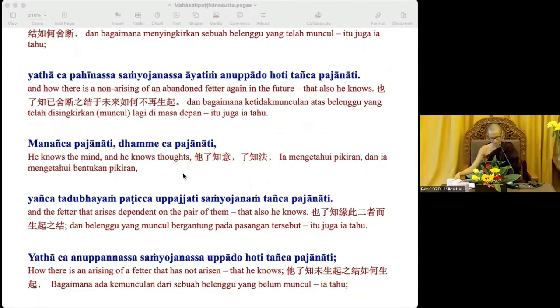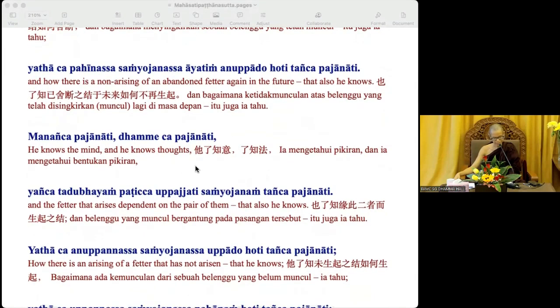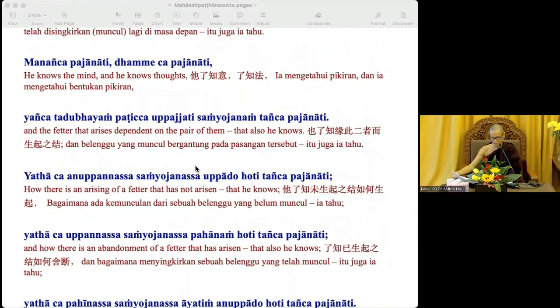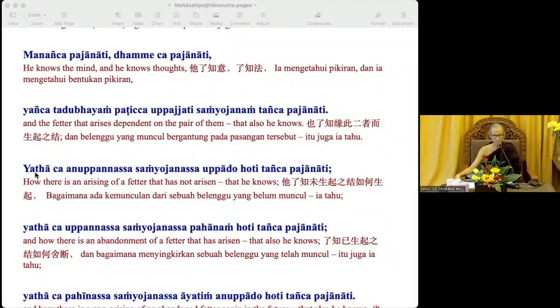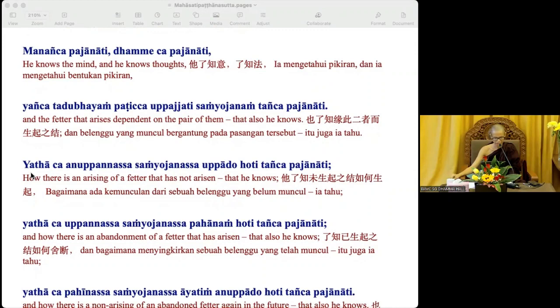Manancha pajanati, dhammeca pajanati. Okay, next one. Yatha cha anuppannassa Sanyojanassa uppado hoti tancha pajanati. Yatha cha. In most places, yatha means just as or as if. But here the definition is yena karanena, with some reason, because of some reason. Not just as, not as if. Yatha cha, because of some reason.